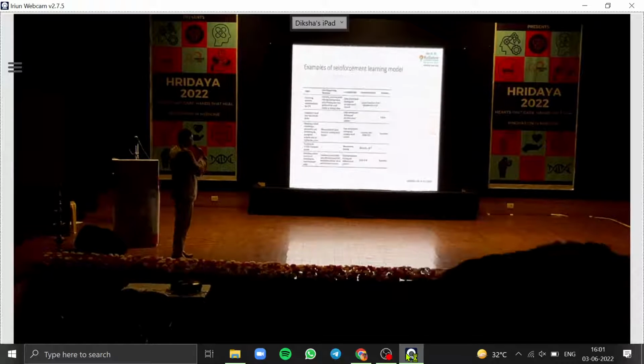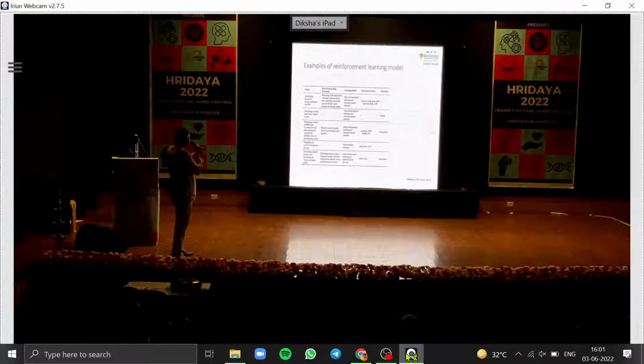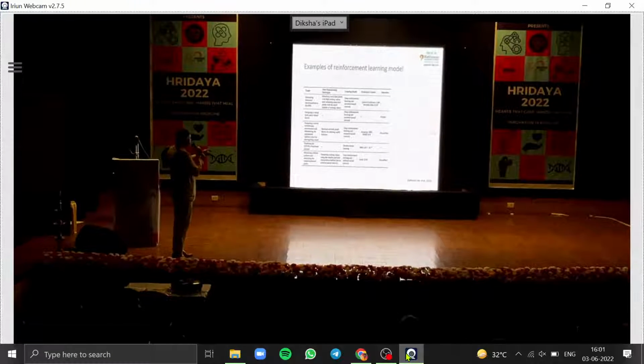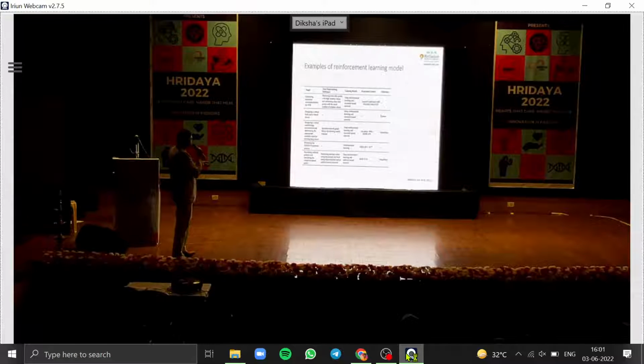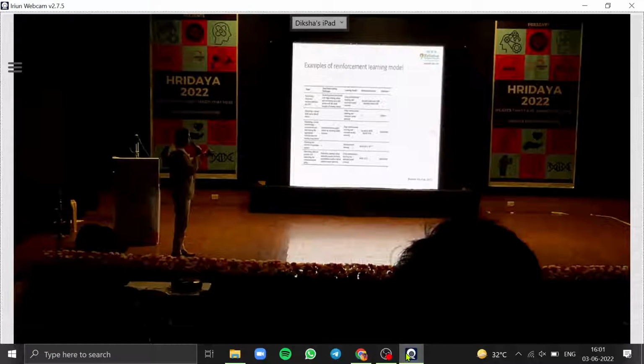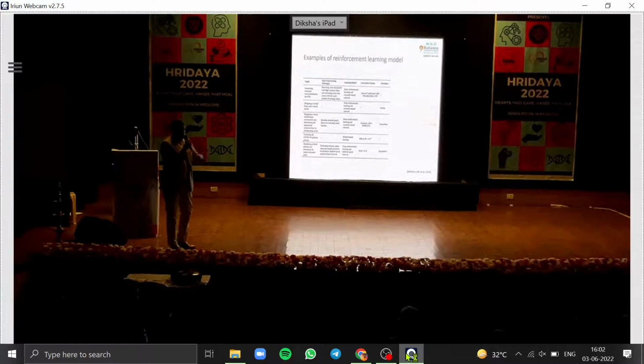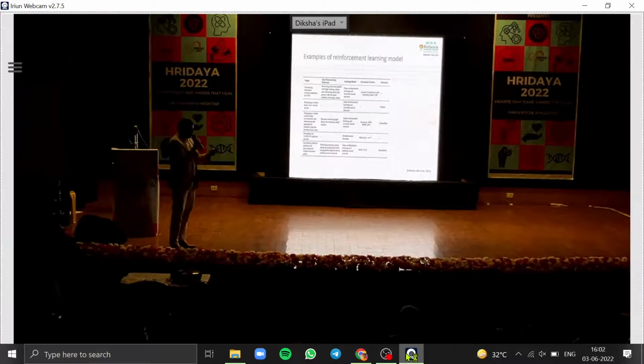So if you look at the reinforcement learning model, again, if you look at the accuracy, it is around 100%, right? Because you've taught the machine again and again where it's gone wrong and where it can go right.